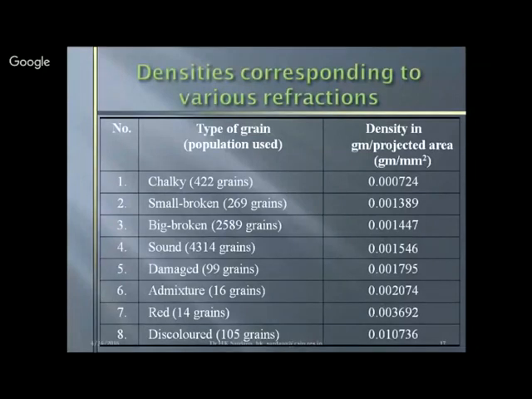We tried to do it just for some calibration. As some of you might know, the chalky grains are the lightest. So you find that the density is 0.000724 gram per millimeter square. We took some 420 grains, all chalky as per the expert labeling, and then tried to weigh them and then see on an image what their gram per unit area is. So like that, we used the known grains for calibration as far as density was concerned.